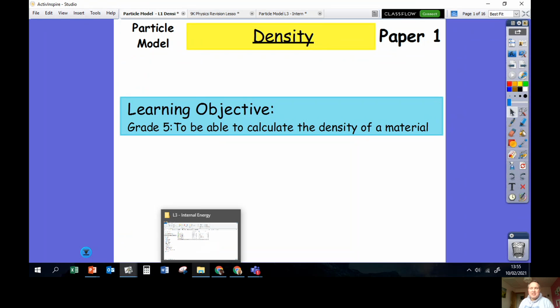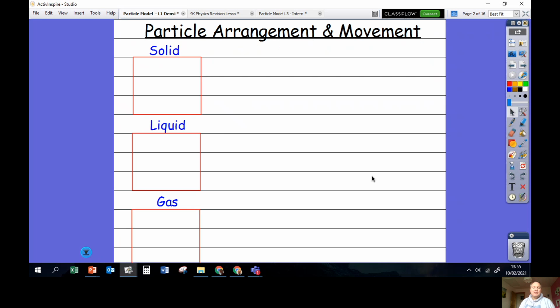So, please may you write in your books the title of today's lesson, which is Density. Title and underline, and we'll start your first ever physics GCSE lesson. Okay. First of all, let's start thinking about the particles in solids, liquids, and gases. This is something you've learned about before, so you should know what the arrangement of the particles looks like, and you should know something about how they move.